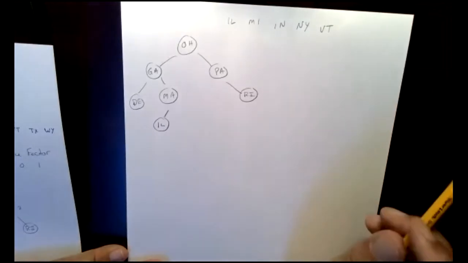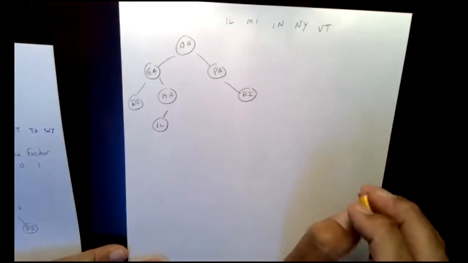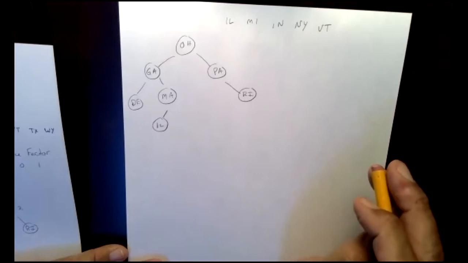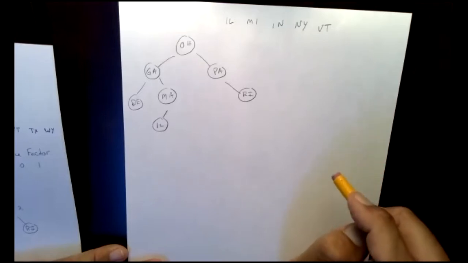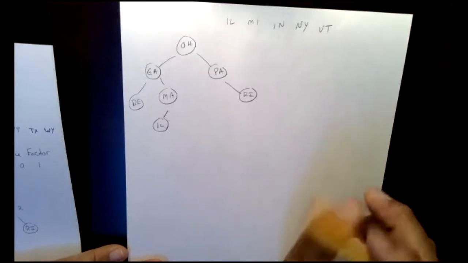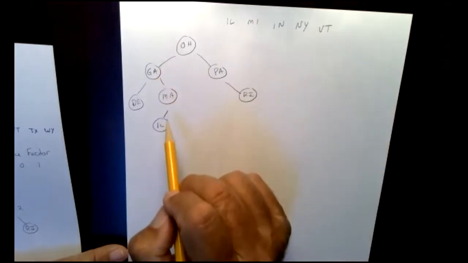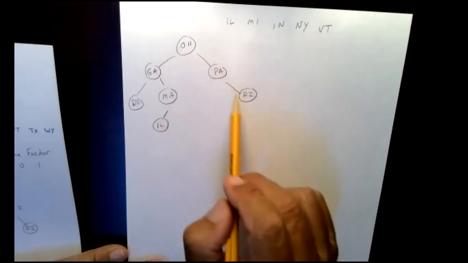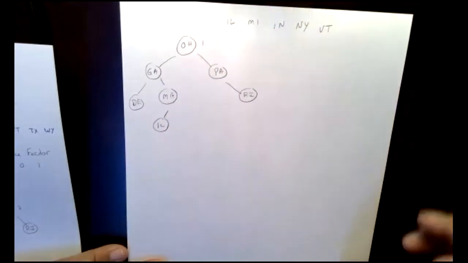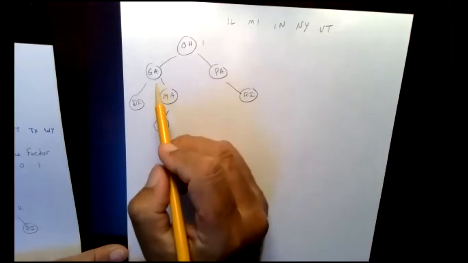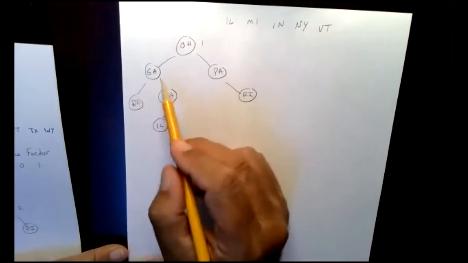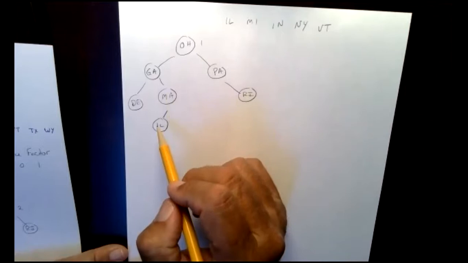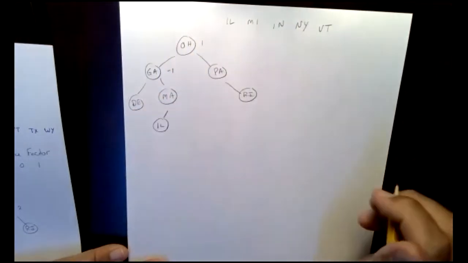How are my balance factors? You have a negative two. Where? Because you have four on the... No. We're counting levels, not nodes. So the level to the left is three. The level to the right is two. So Ohio comes out to be a positive one. The levels to the left of Georgia is one. The levels to the right of Georgia is two. Georgia's a negative one.